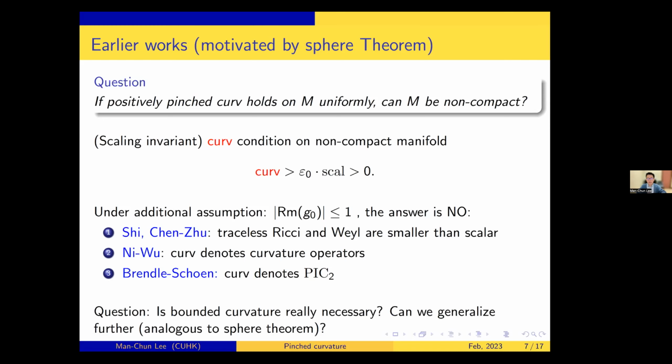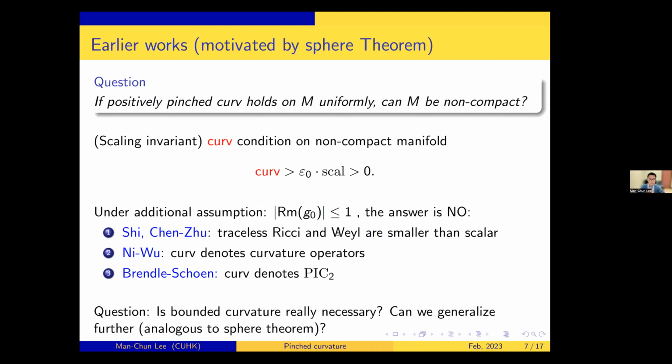Okay, so then you ask a very general question, because we want to classify all these manifolds. We want to classify them. So of course we don't expect bounded curvature is necessary, just like the Sol sphere. The Sol sphere has nothing to do with bounded curvature. Okay. And moreover, can we generalize all these assumptions?